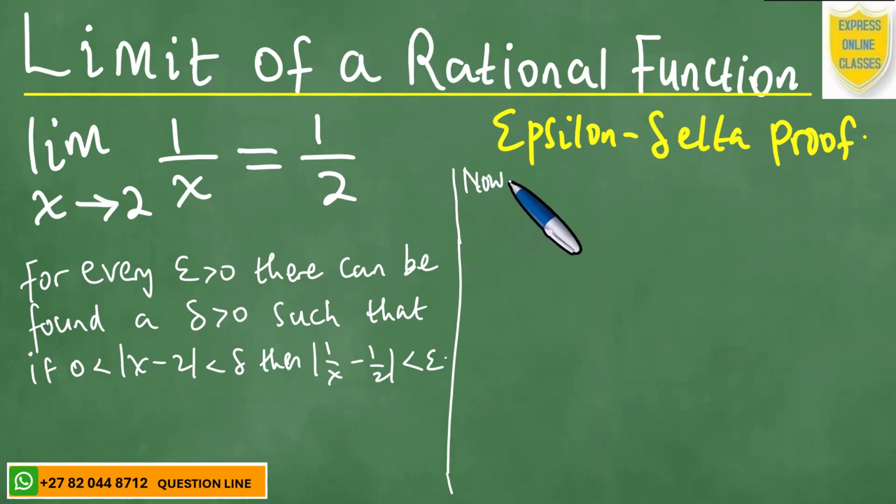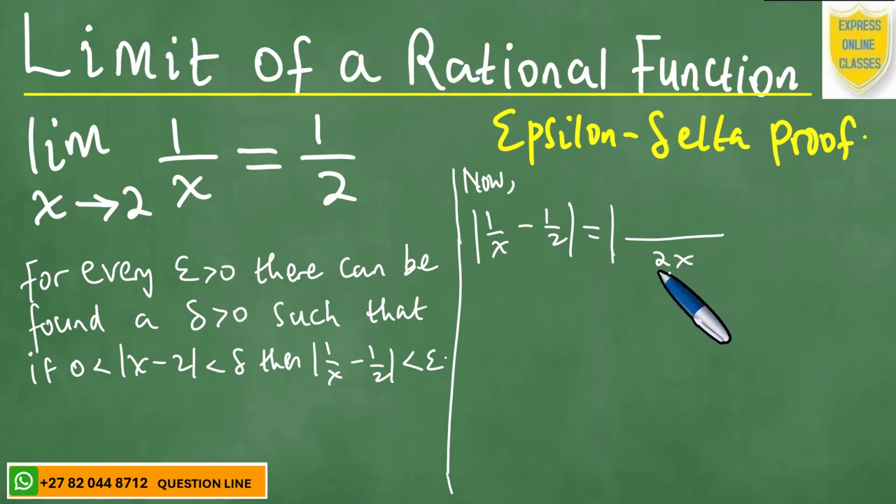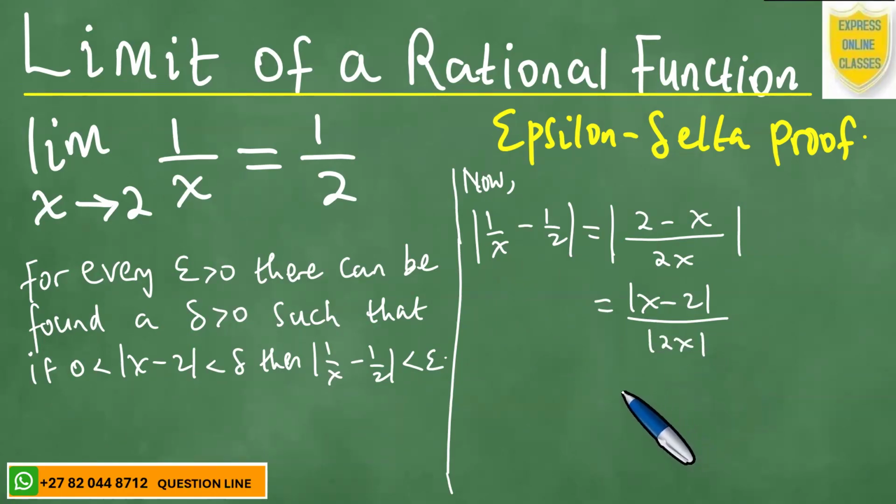Now, what we have here is that the modulus of 1 over x minus 1/2 is exactly equal to, taking the lowest common denominator of 2x: you divide 2x by x, you get 2, by 1 you get a 2; 2x divided by 2 you get an x, by 1 you get an x. Further manipulation allows us to realize that the modulus of x minus 2 divided by the modulus of 2x is one thing we can most certainly write.